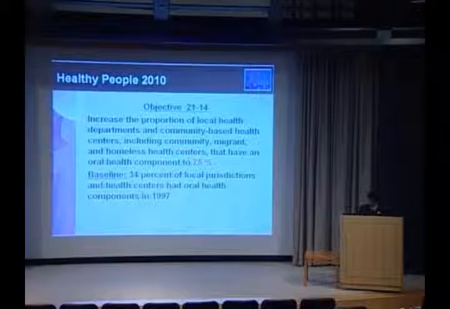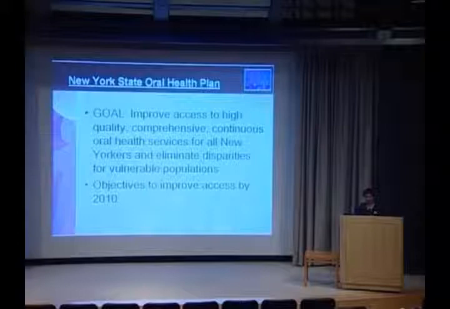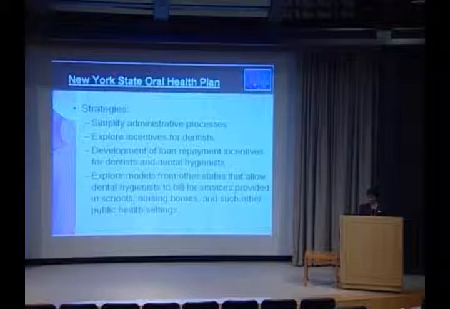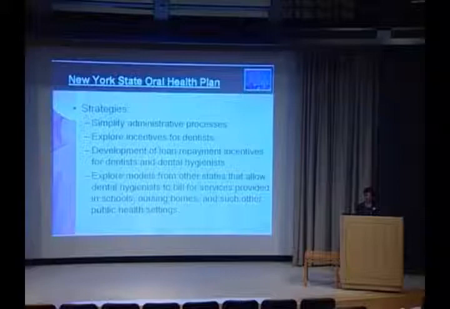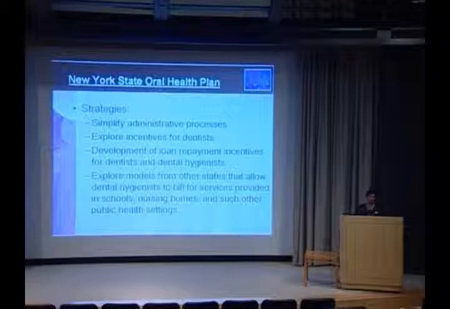As far as New York State is concerned, one of the goals in the New York State Oral Health Plan was to improve access to high-quality, comprehensive, continuous oral health services for all New Yorkers and to eliminate disparities for vulnerable populations. And some objectives were written to improve access by 2010. Some of the strategies to achieve this goal, as well as objectives, were to simplify administrative processes. I think you all must be aware that there's too much paperwork involved with trying to serve the underserved population or to provide treatment for Medicaid patients.